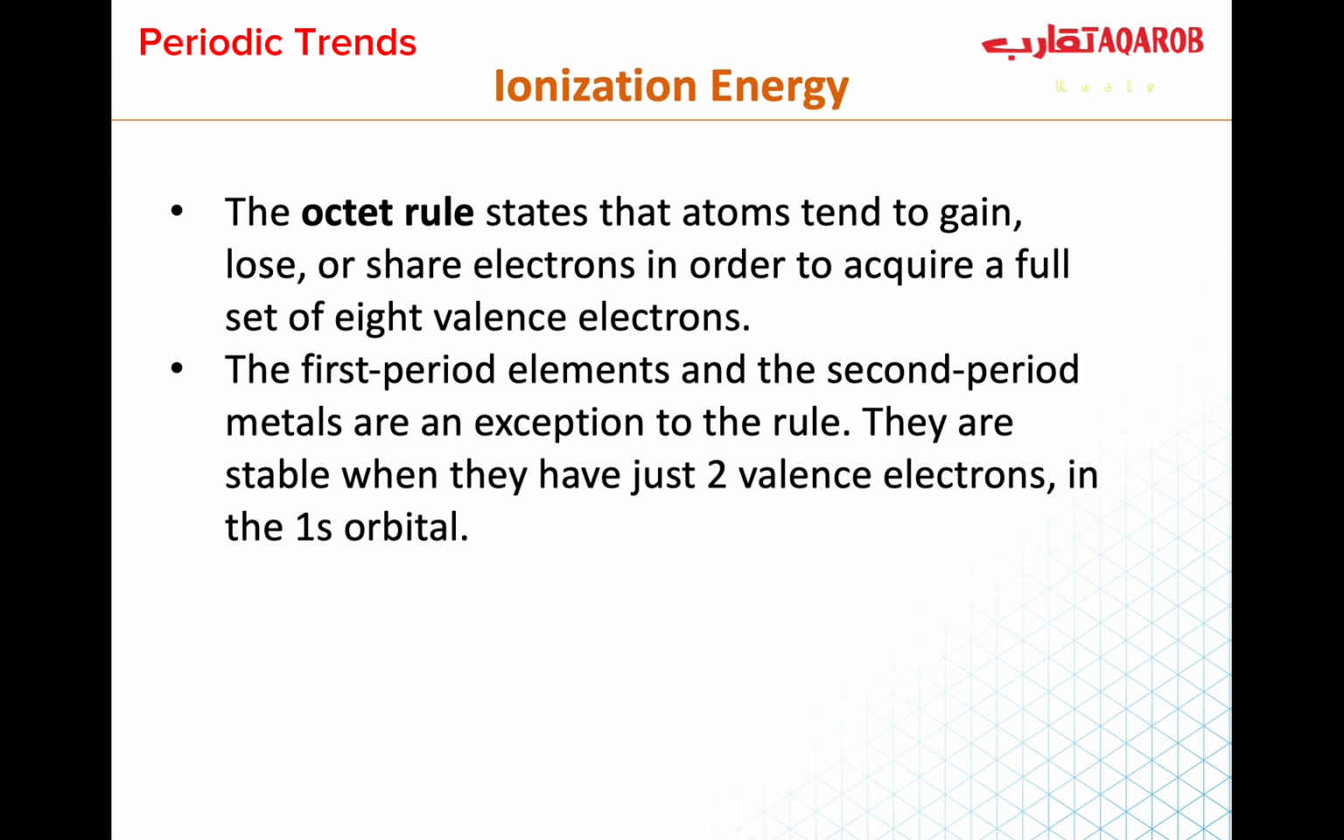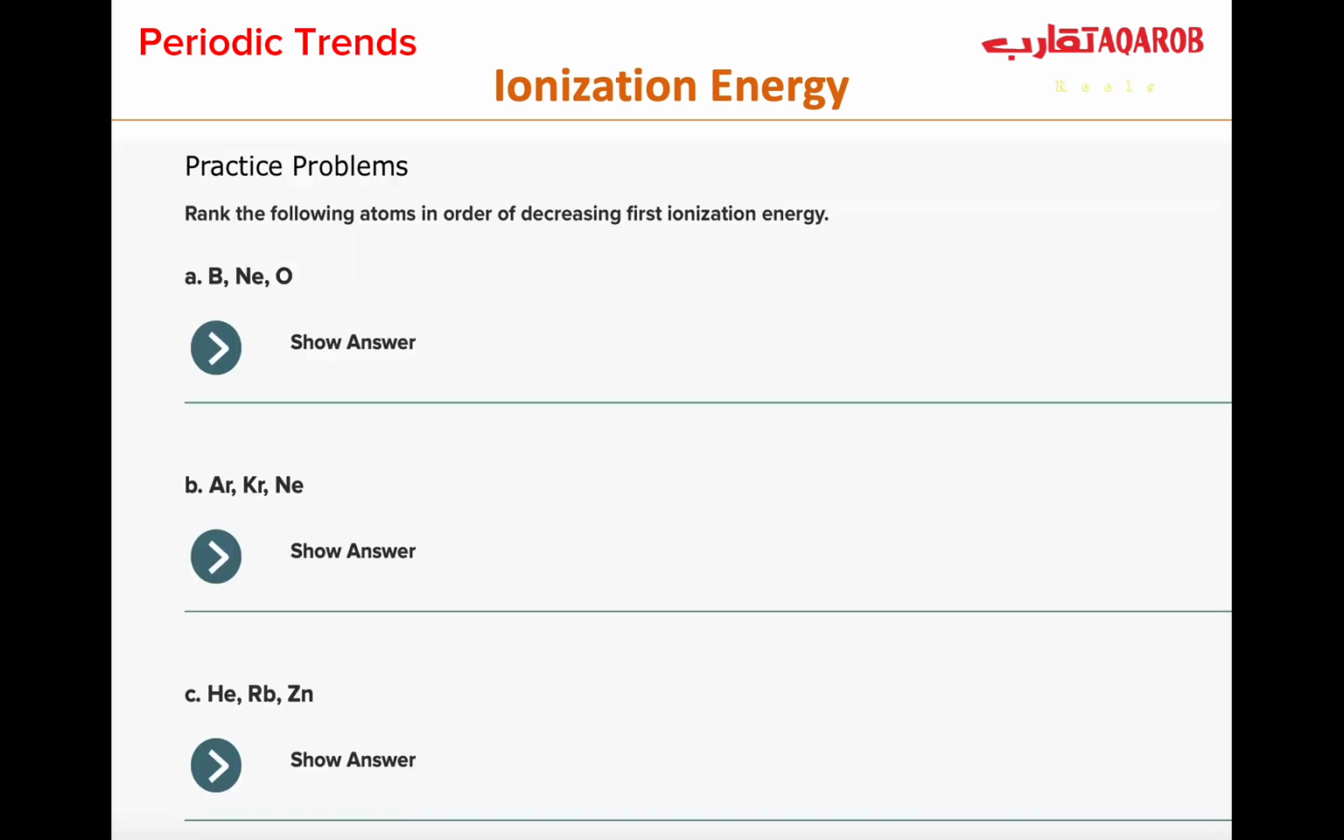The octet rule states that atoms tend to lose, gain, or share electrons in order to acquire a full set of 8 valence electrons. The first period elements and the second period metals are an exception to the rule. They are stable when they have just 2 valence electrons in the first orbital.